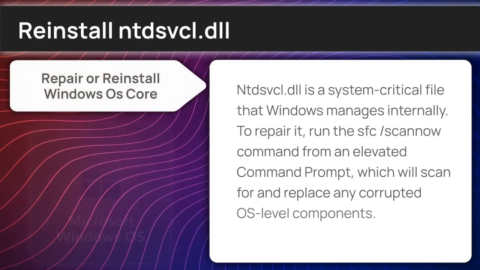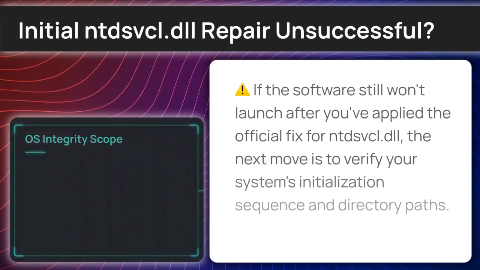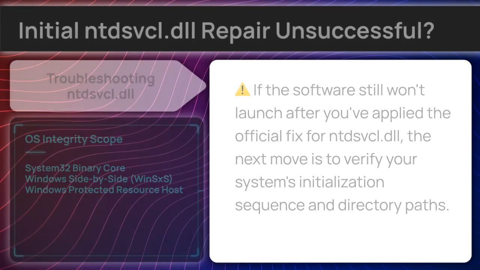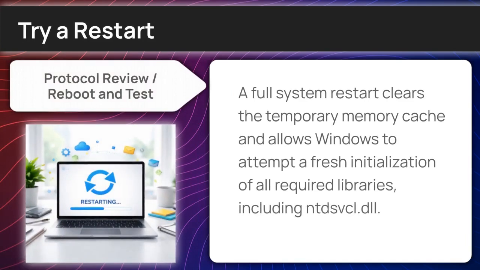NTDSVCL is a system-critical file that Windows manages internally. To repair it, run the sfc /scannow command from an elevated command prompt, which will scan for and replace any corrupted OS-level components. Should the file remain missing after a reinstall, we need to ensure that the operating system is forced to re-index its shared library paths. A standard reboot clears out temporary memory conflicts and gives the Windows loader another chance to properly register the NTDSVCL component during startup.